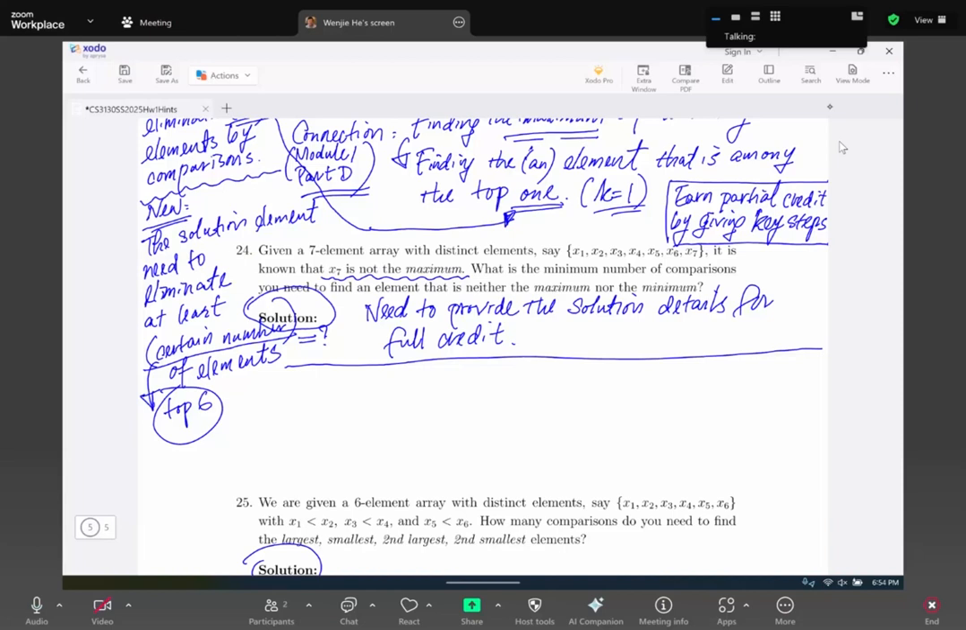So first, when you start, you need to do one important step at the beginning. What's that? Before you find a solution, you have no idea how many comparisons you need to solve this problem, right? At the beginning, you have no idea. So the first question is, what is your target? What is the target number?